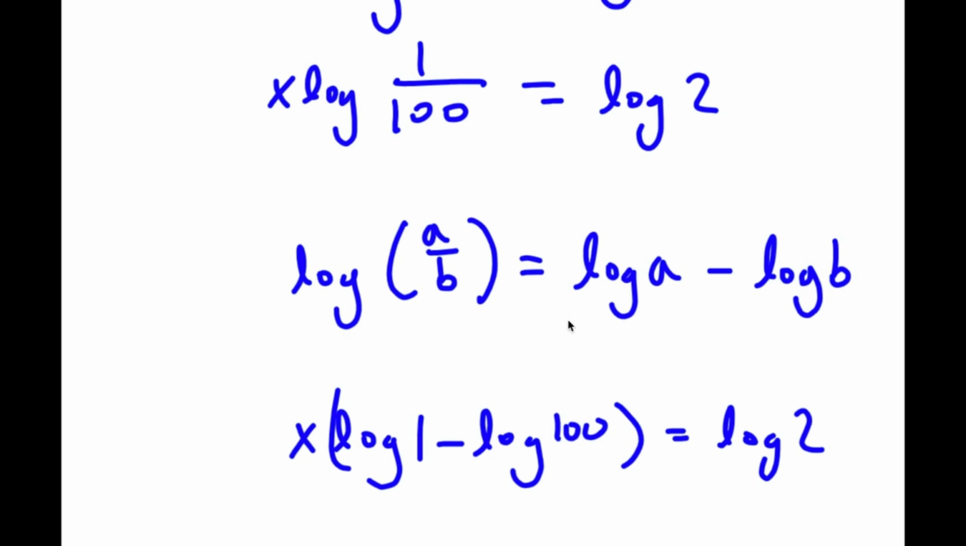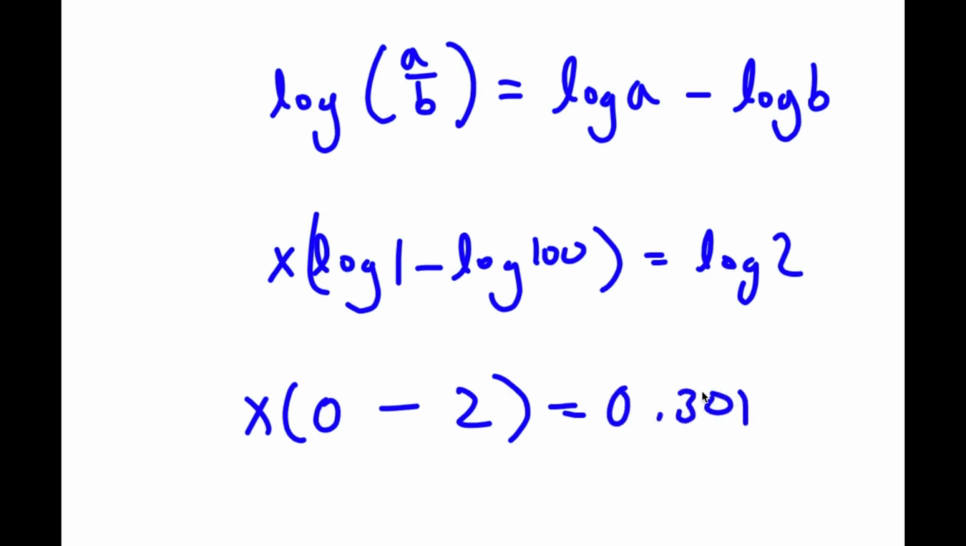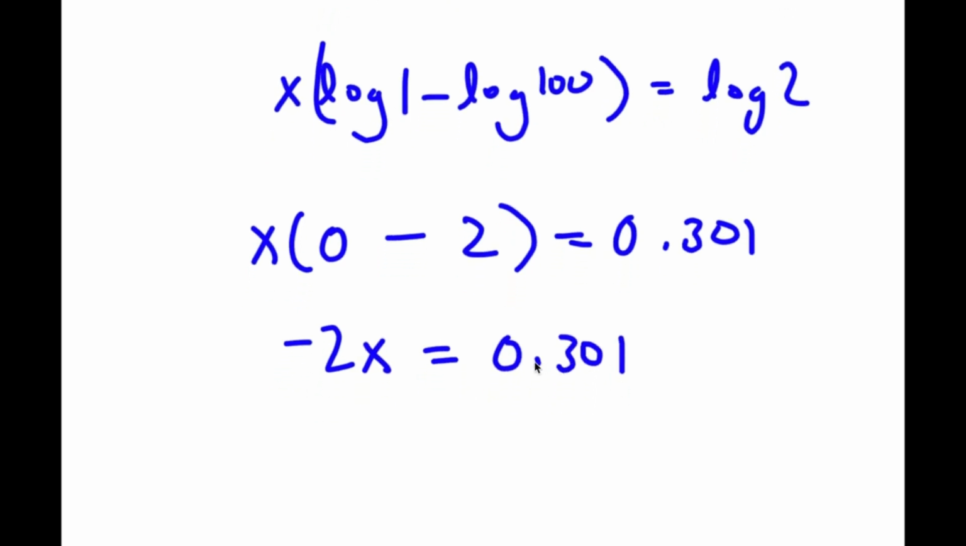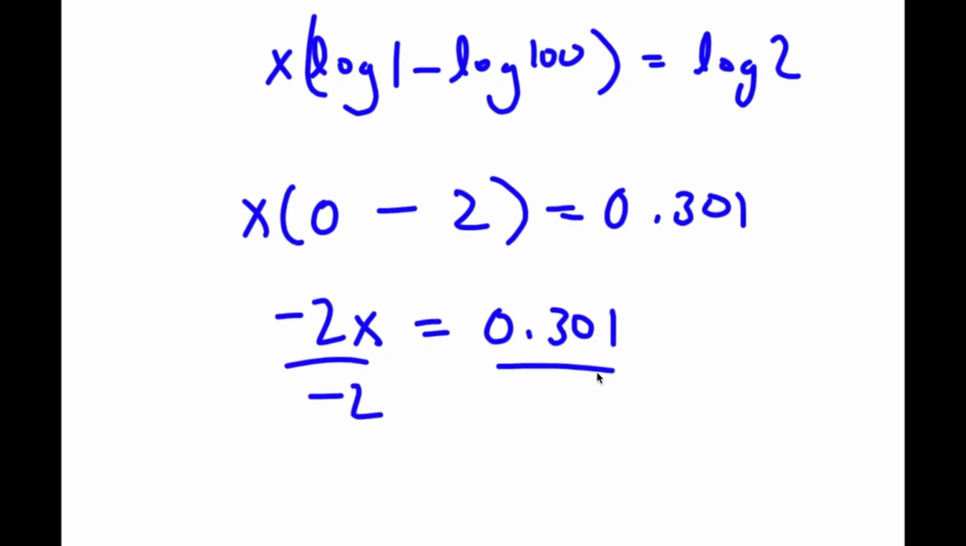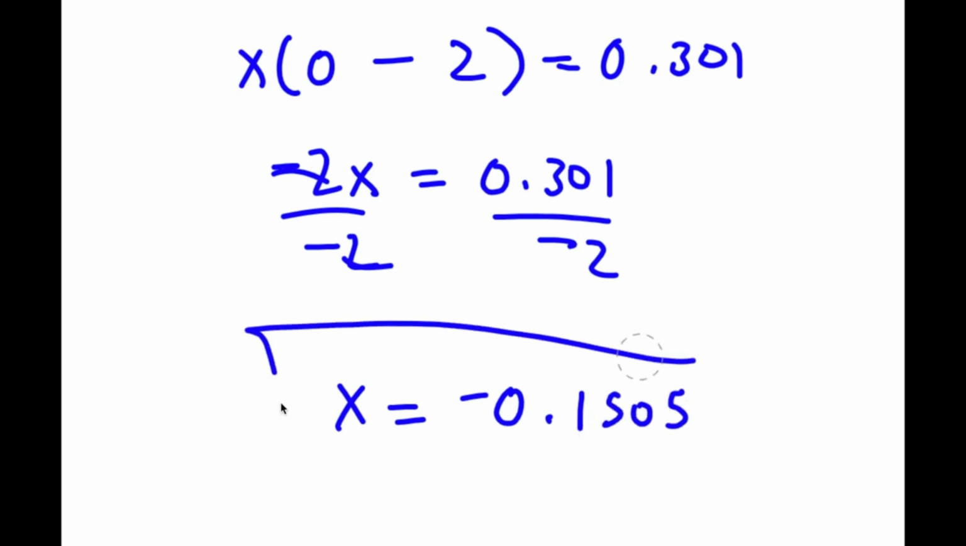So now, log 1 is simply equal to 0, and log 100 is simply equal to 2. So I have x times 0 minus 2 is equal to log 2. That's equal to approximately 0.301. Now 0 minus 2 is negative 2, so I have negative 2 times x is equal to 0.301. And now I'm going to go ahead and divide both sides by negative 2. So these two cancel out, and I'm left with x is equal to 0.301 over negative 2, which is equal to negative 0.1505. So this is my answer.